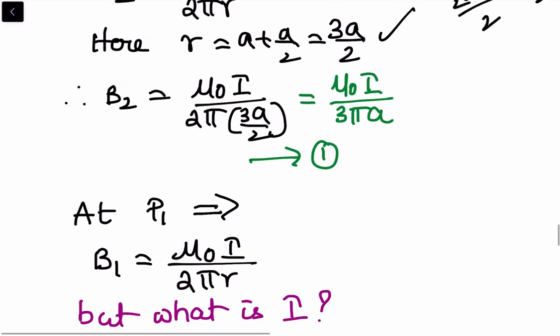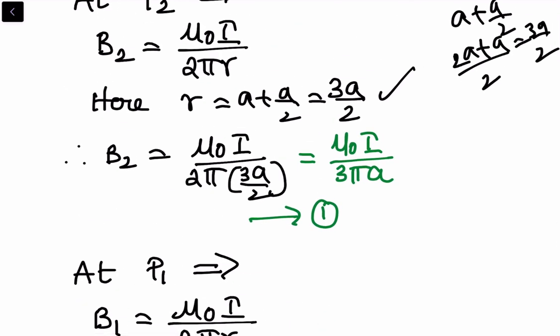Therefore, as per Ampere's circuital law, B is mu 0 I by 2 pi r. For the first one, mu 0 I by 2 pi, and the radius is 3a by 2, the distance from the axis. Now here 2 and 2 will get cancelled, giving mu 0 I by 3 pi a. Keep it to one side. Now let's go to the point P1.